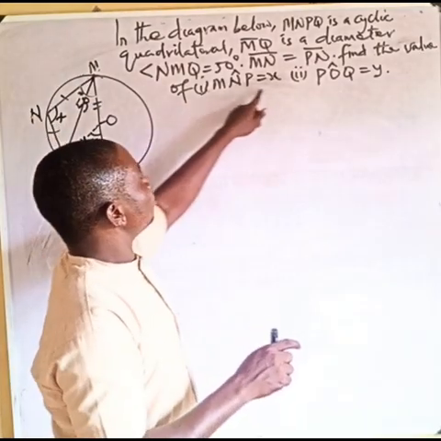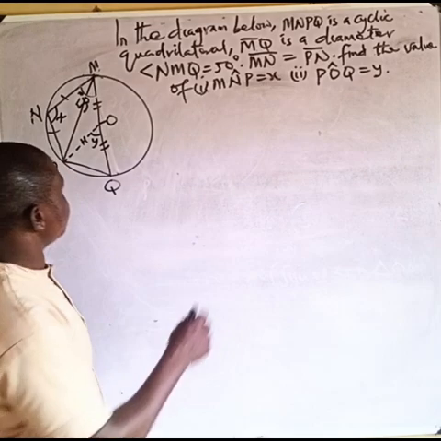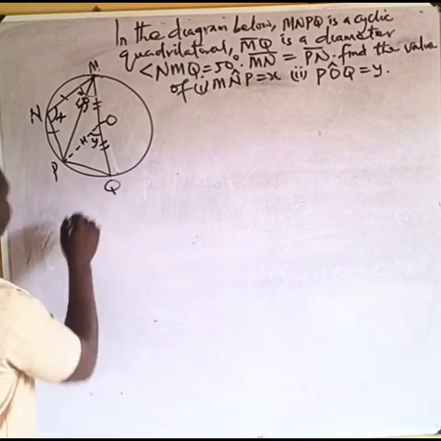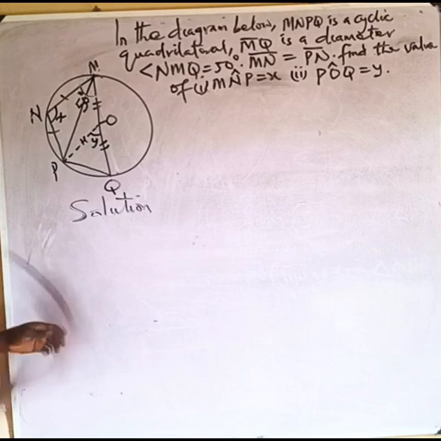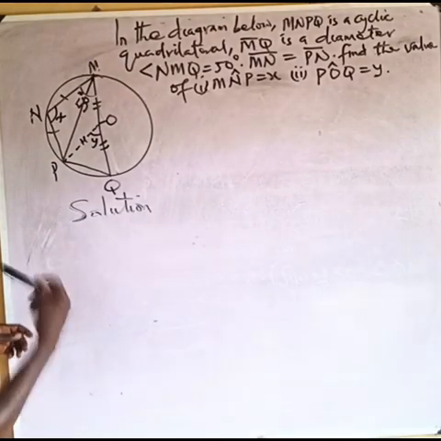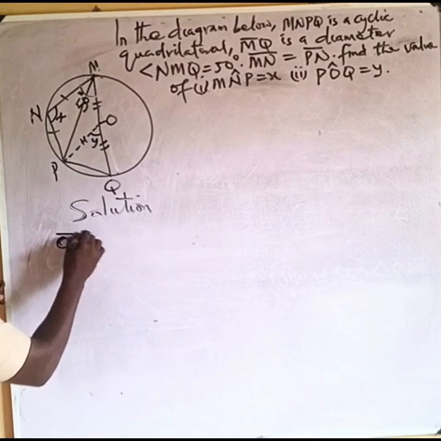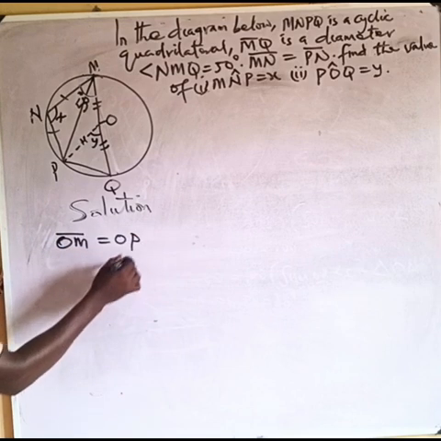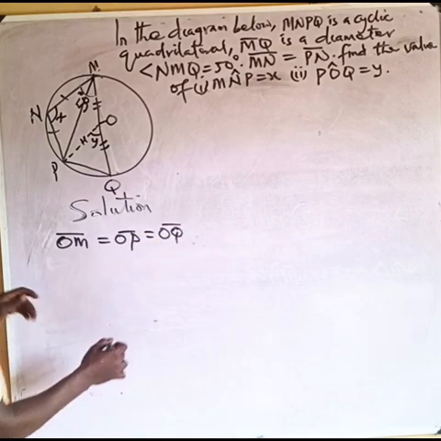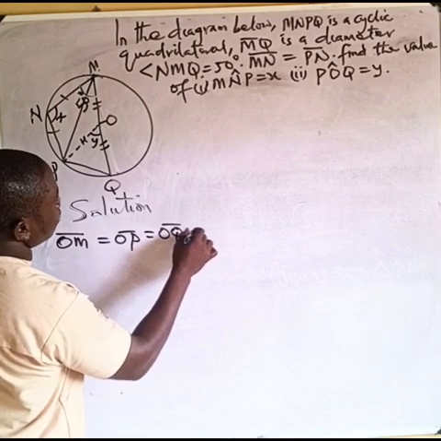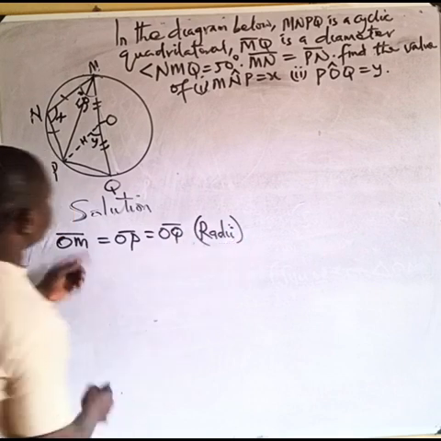Let's find this, which is equal to x, and angle POQ, which is y. So let's do justice to it. Let's solve. Solution. OM is equal to OP, which is equal to OQ. They are, because they are radii. They are all equal.